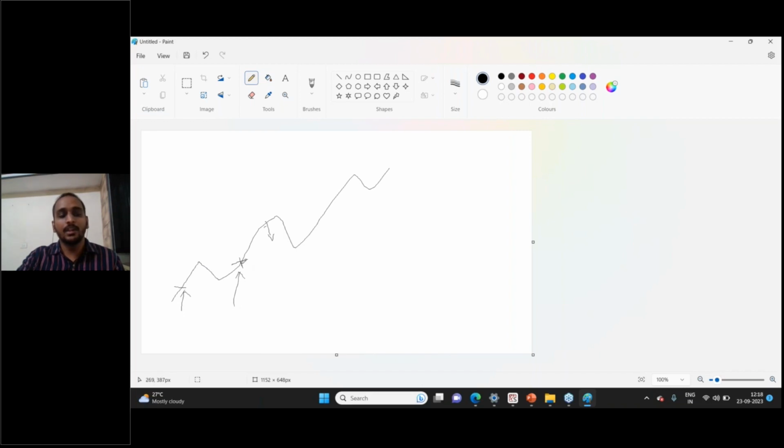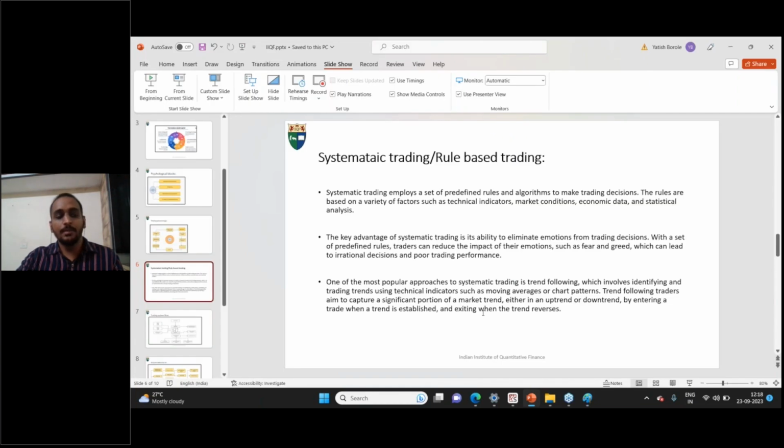So this is how trend following works, and we are going to look at the trend following algorithm today, which will be developed using a couple of trend following indicators later on. So this is the type of trading which we'll be looking at today.